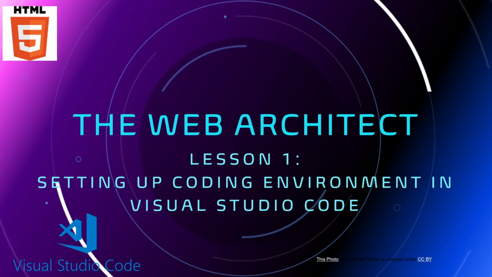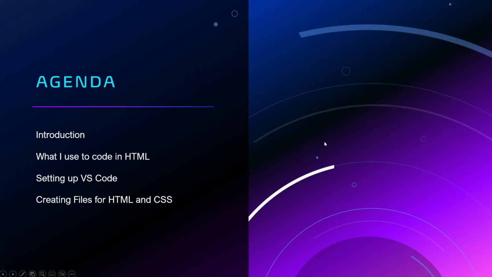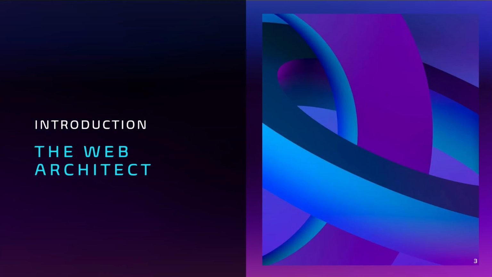Today, on our first video on HTML, CSS, and JavaScript coding, we'll be talking about setting up our coding environment in Visual Studio Code. So, what we have today will be what I use to code in HTML, setting up VS Code, and then using our Finder to create files in Windows. There will be a separate video on doing it on macOS. It's not that different. I'm sure there are also some other videos on YouTube on how to do that.